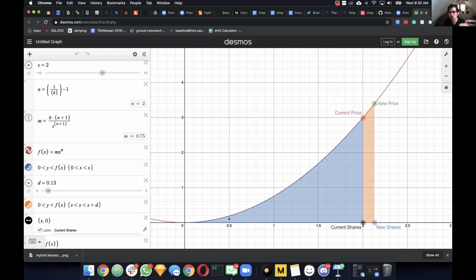So you can think of the reserves as being the area under the curve. The x-axis here is the amount of shares that have been minted by the curve, and the y-axis here is the price. So let's say in this example that we're moving from the current price to this new price. The amount that you're depositing to get to that new price is this orange region under the curve, and the amount of new shares that you're getting is this delta between the current shares and the new shares.